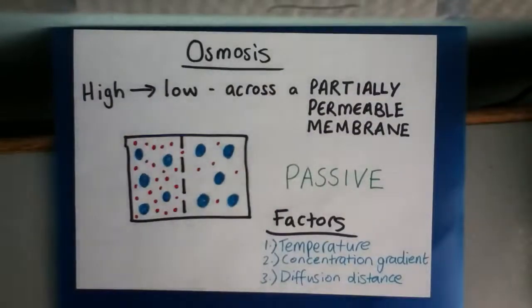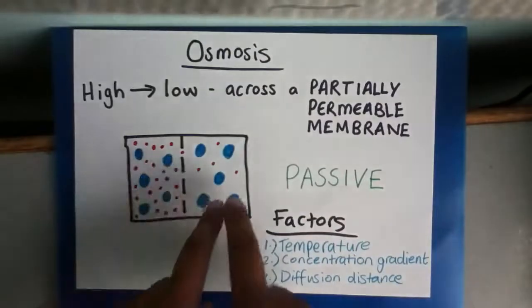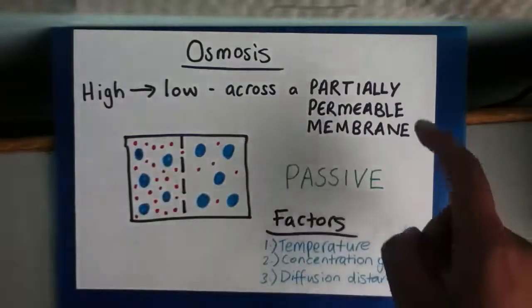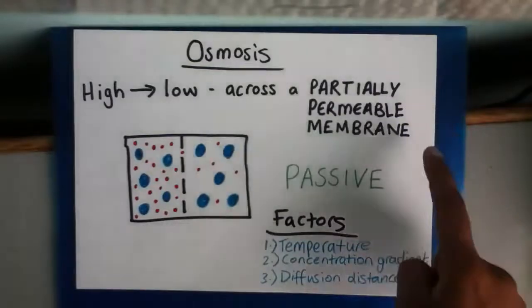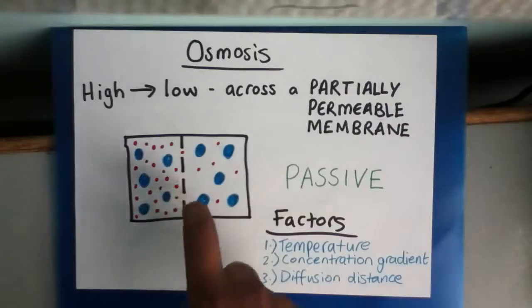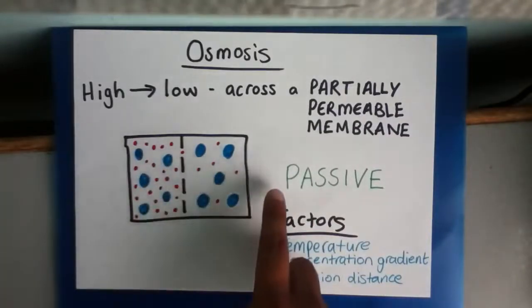It's a very similar concept. The molecules will move from high to low concentration, but the main difference is they will move across a partially permeable membrane. What this means is that the membrane can only allow some of the molecules to transfer across.